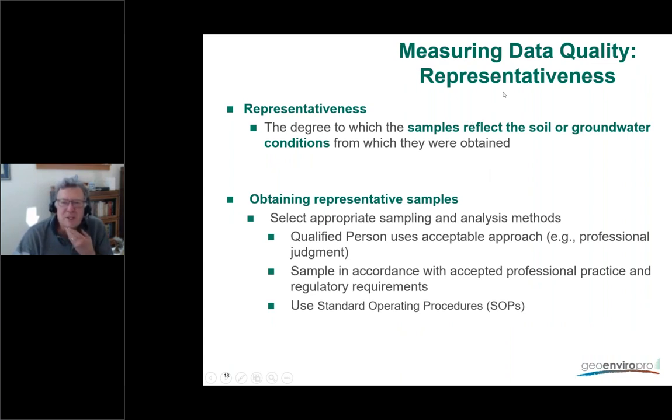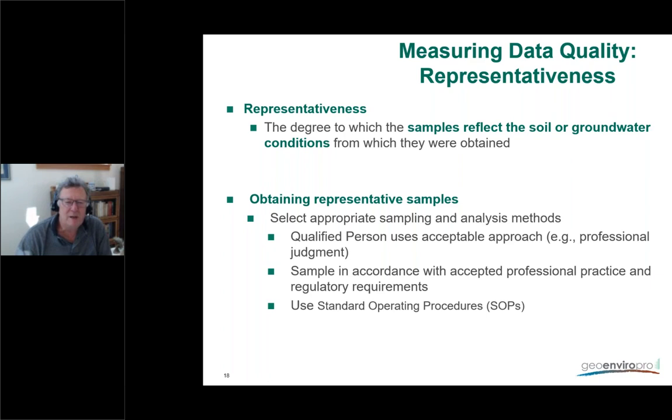So moving on then, measuring data quality and representativeness. This is the degree to which samples reflect soil or groundwater conditions from which they're obtained. So to get representative samples, we usually have a professional, a qualified person using acceptable approaches. And this, for example, might mean using professional judgment about where to get samples.